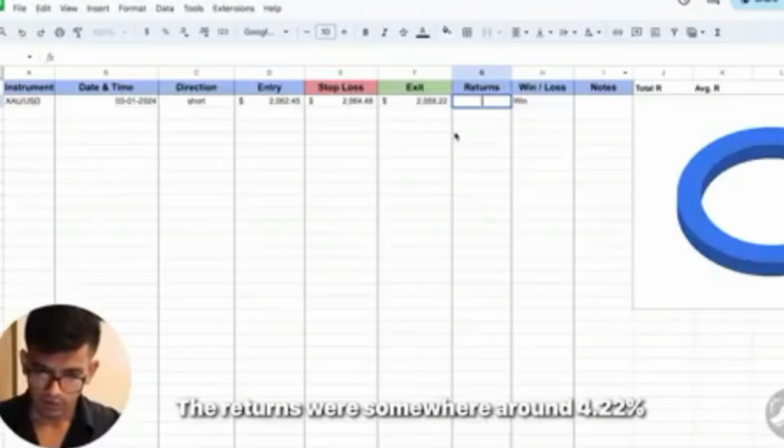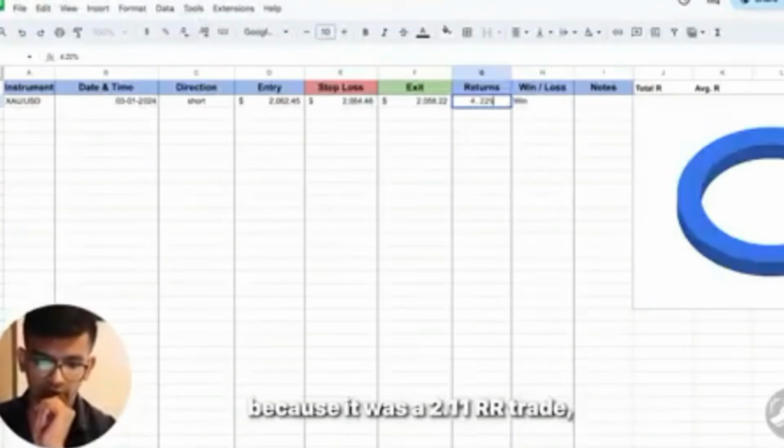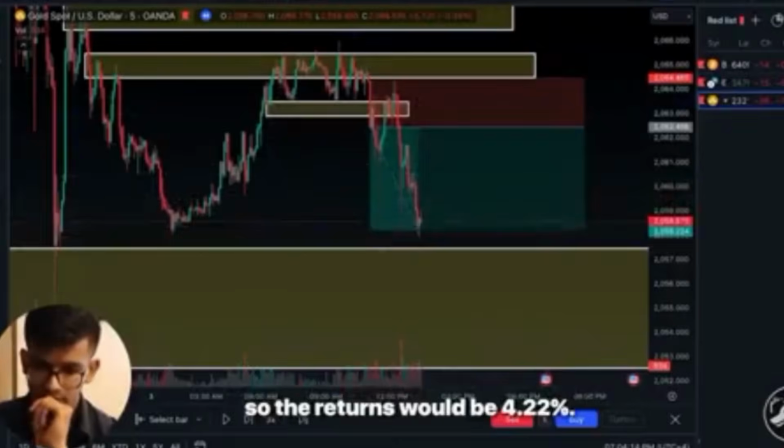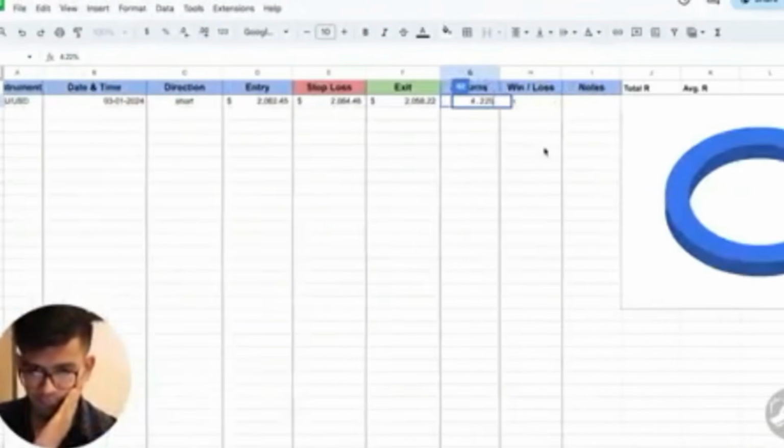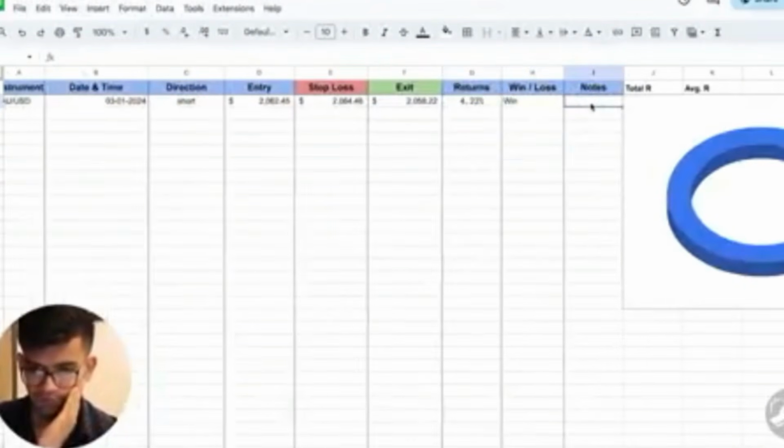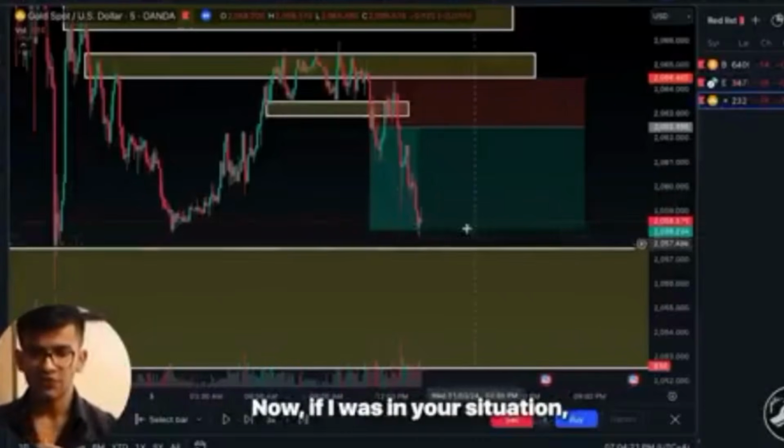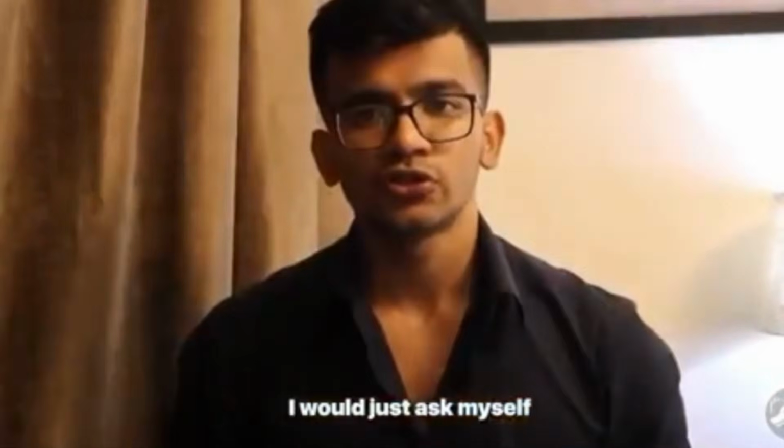The returns were somewhere around 4.22%, because it was a 2.11 RR trade. So the returns would be 4.22%. Notes. Now this depends totally on you. Now if I was in your situation, I would just ask myself.